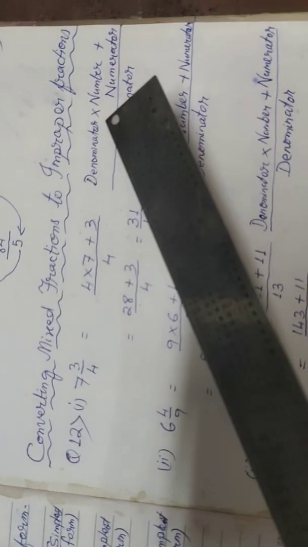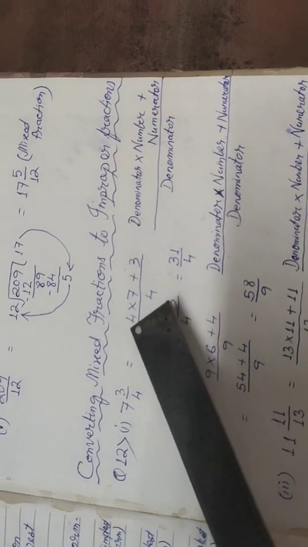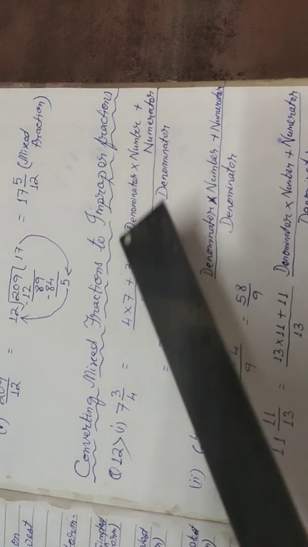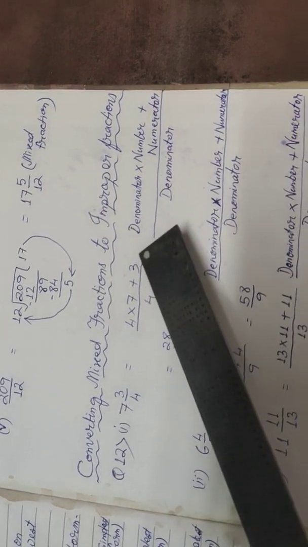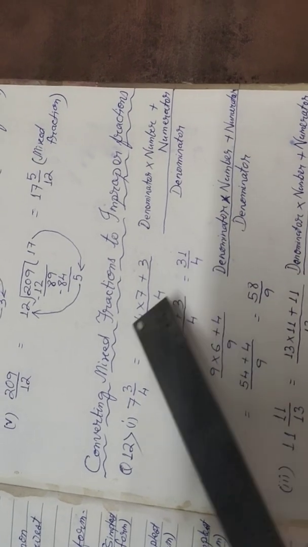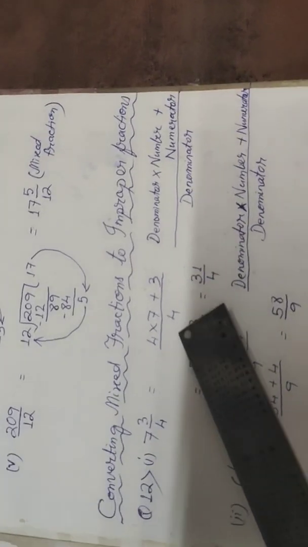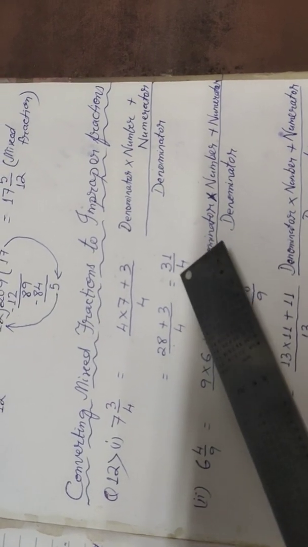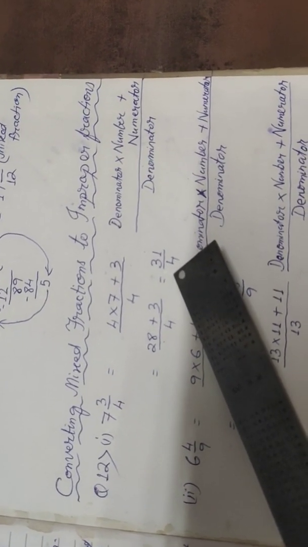Okay, so I have put the numbers according to the formula. Denominator 4 into number 7 plus numerator 3. The whole thing should be divided by denominator 4. So 7 4s are 28. 28 plus 3, 31 by 4. This 31 by 4 is our improper fraction.